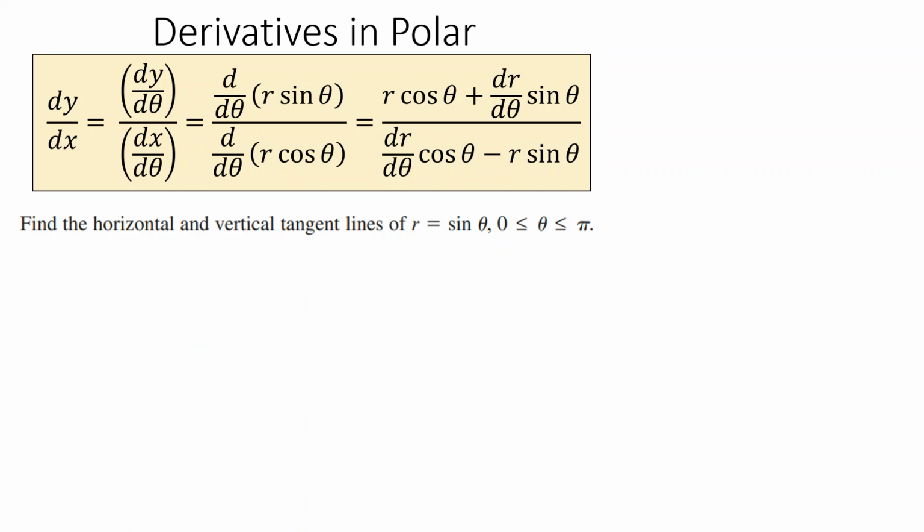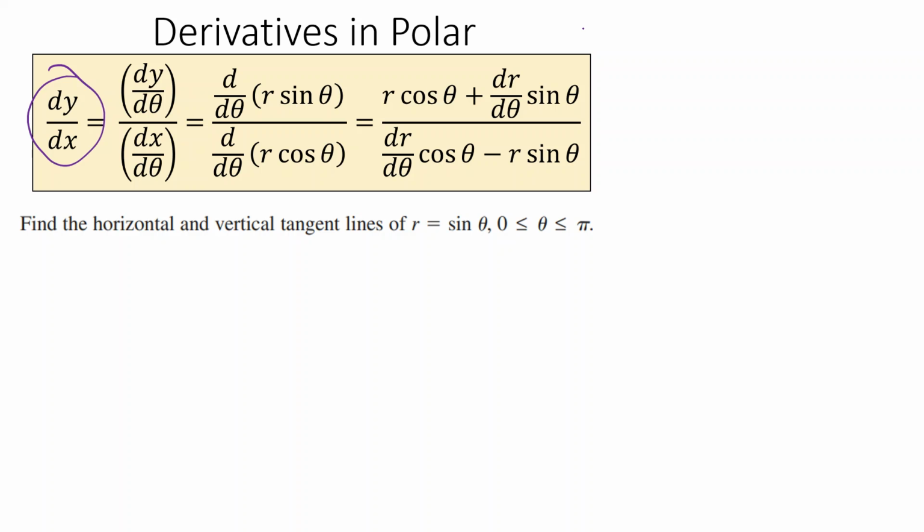It's kind of similar to how we did derivatives in parametric. So remember, derivative is always dy dx, right? It's the slope of the tangent line, the change in y over the change in x. Well, we don't have y or x. We have r and theta. So what we have to do is we need to get y as a function of theta and x as a function of theta. And we take the derivative of those guys.